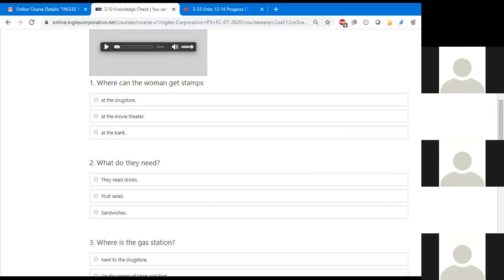Excuse me, is there a gas station around here? I think there's a gas station on the corner of Main and First. Just drive down Main Street for 4 blocks. It's on the left. You can't miss it. I'm glad it's not far. I really need more gasoline.